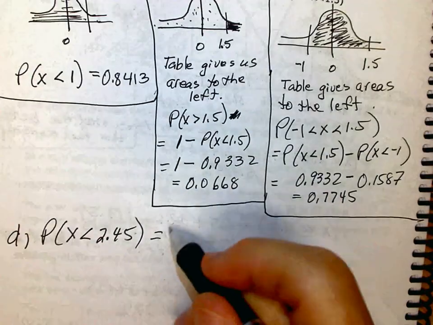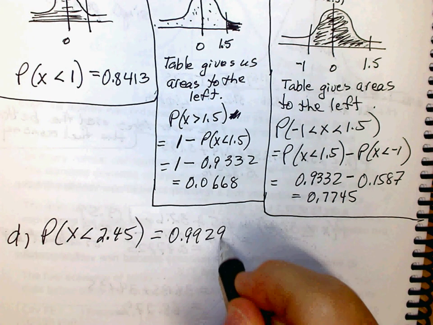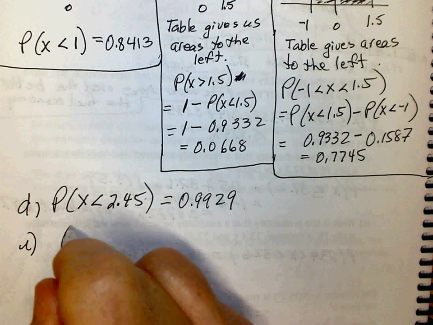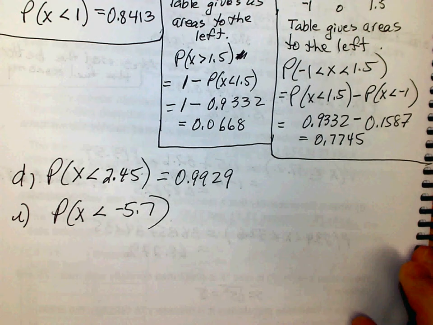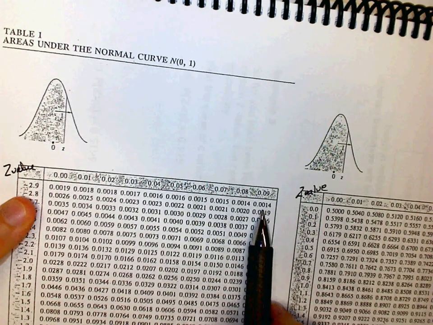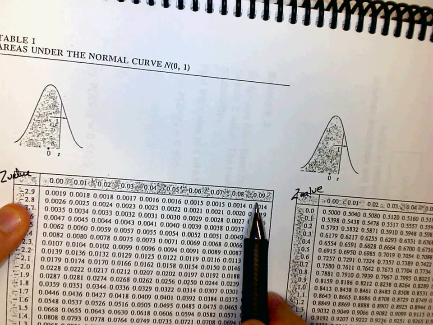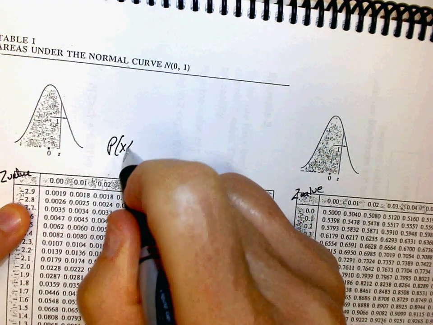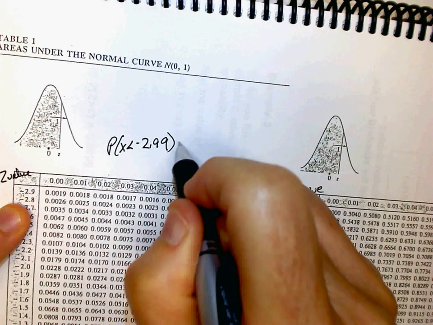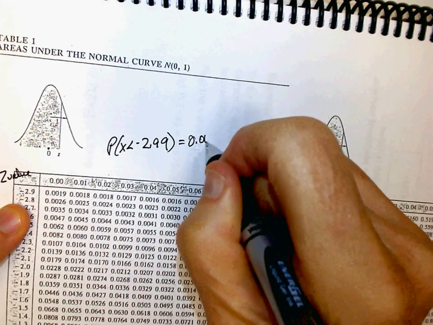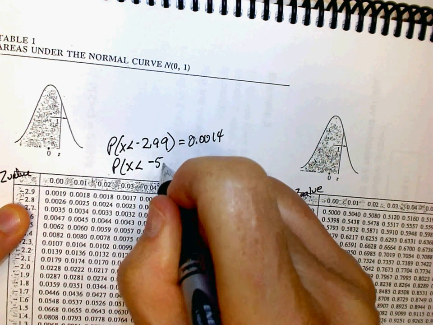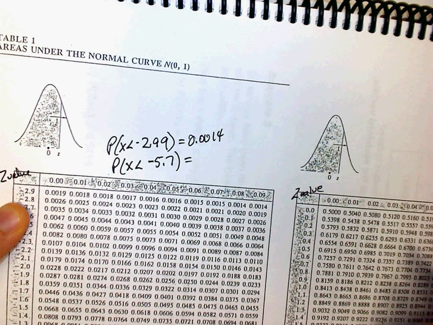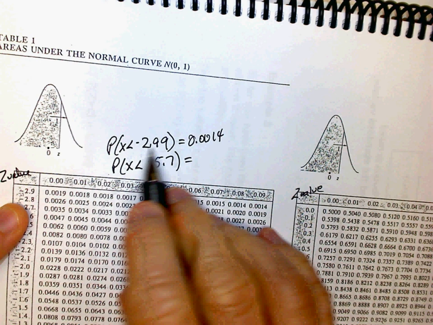Okay, this one, x is less than negative 5.7. Let's look at our table. Notice the smallest number it goes to is negative 2.99. The probability x is less than negative 2.99 is equal to 0.0014. What do you think the probability x is less than negative 5.7 is equal to? If this is close to 0, then we approximate this with 0. So we'll just say approximately 0.